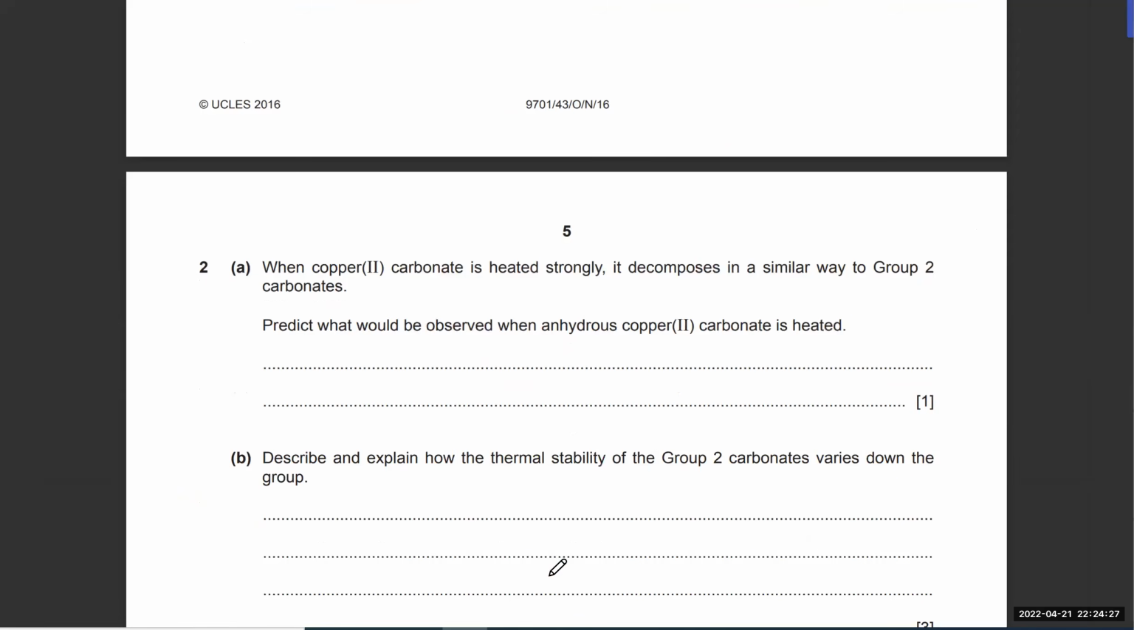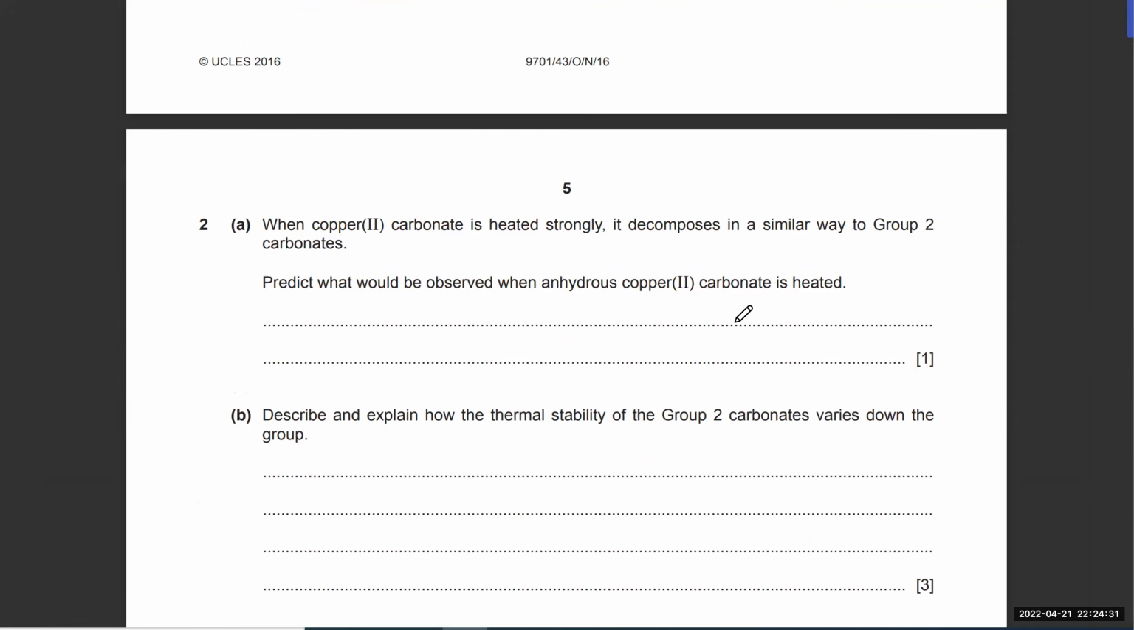So the next one is: predict what would be observed when anhydrous copper carbonate is heated. That's decomposition. So what would be observed? It won't be fizzing, because fizzing happens in a solution. You're heating a solid and that's turning into another solid. You wouldn't notice the gas escaping. So you find a solid remains.